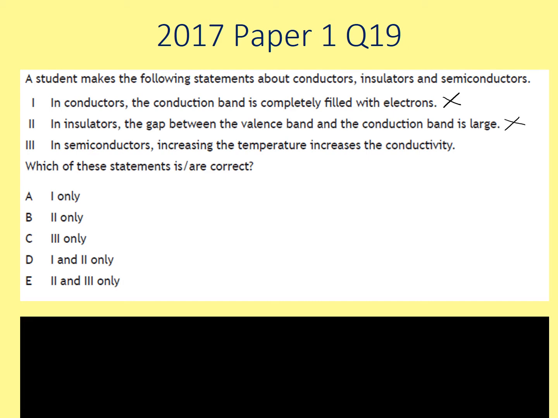That is false as well. It's very small, and that's what allows some conduction to take place at room temperature. In semiconductors, increasing the temperature increases the conductivity. That is correct. If we increase the temperature, we provide the electrons with greater amount of energy in order for them to be promoted into the conduction band. So statement 1 and 2 are incorrect. Statement 3 is the only one that's correct, so that is C.